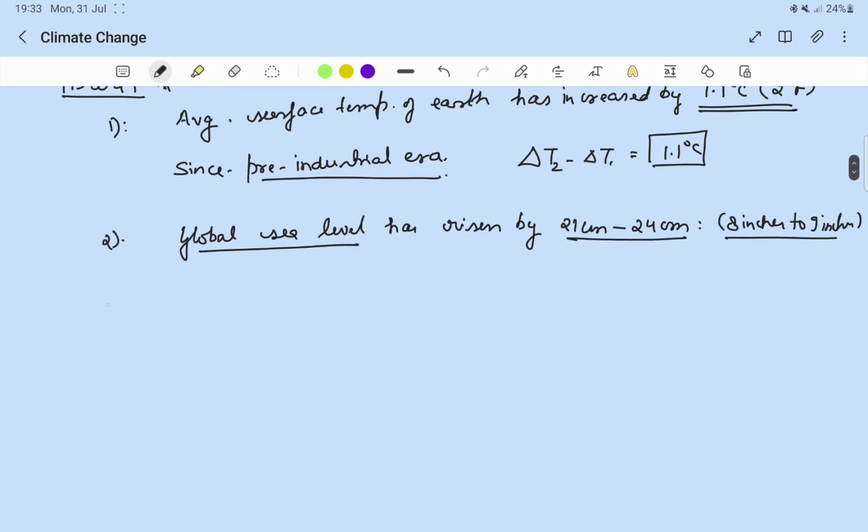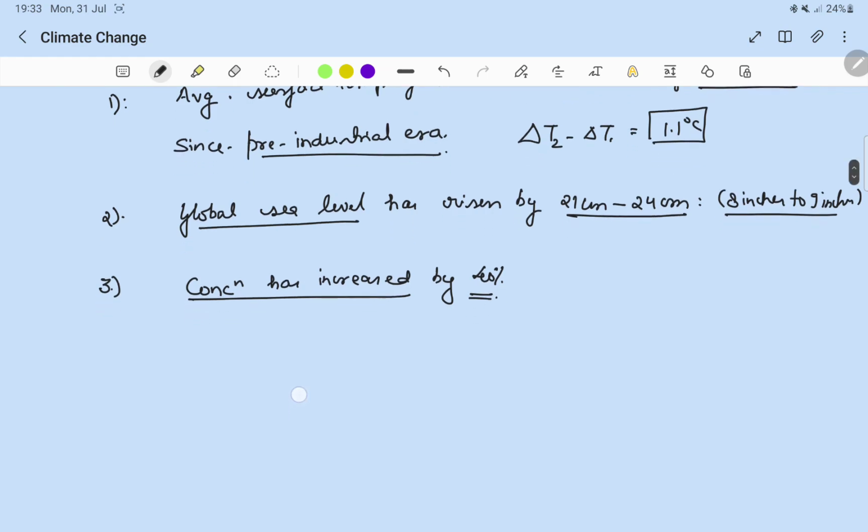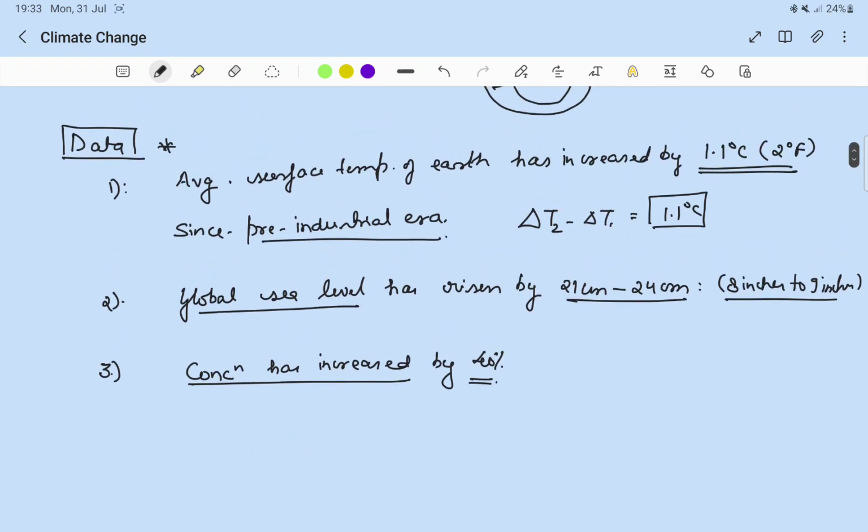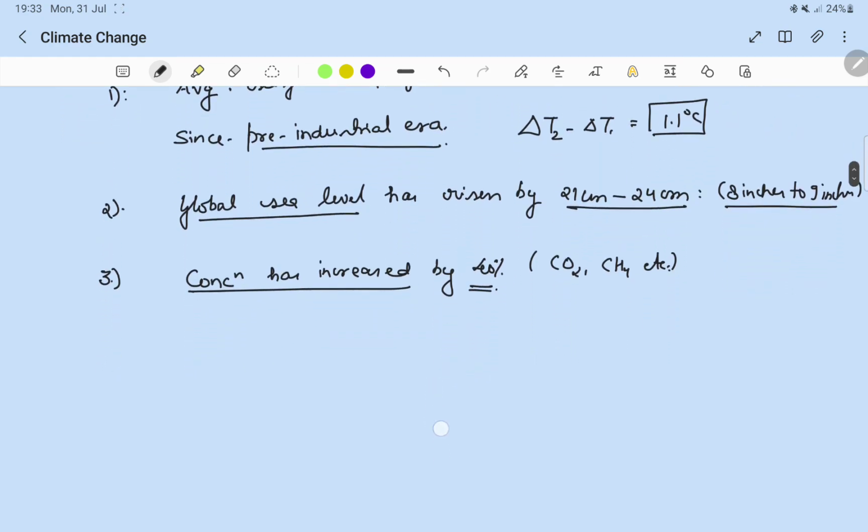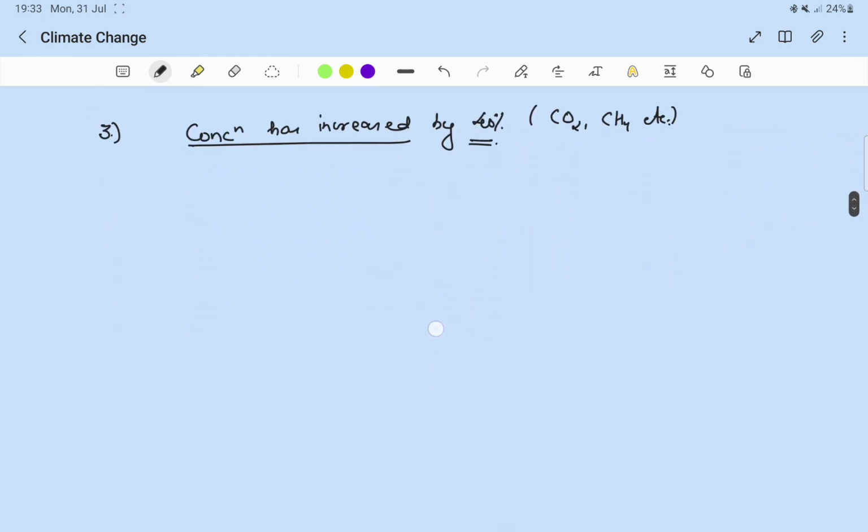Okay, then if we look into the third parameter, it is the concentration of CO2 and other greenhouse gases. So we can say that concentration has increased by 40% above the pre-industrial era. Okay, so these are the three that I've just quoted in front of you. The concentration of 40% is with respect to gases like CO2, methane, and other greenhouse gases. Their concentration has increased.